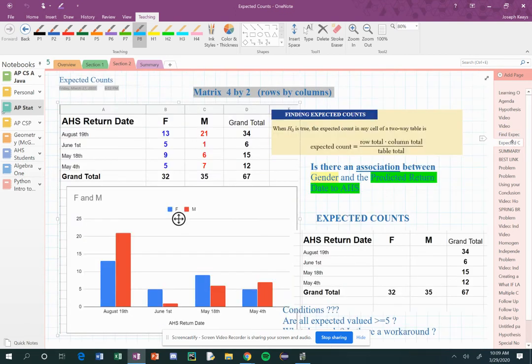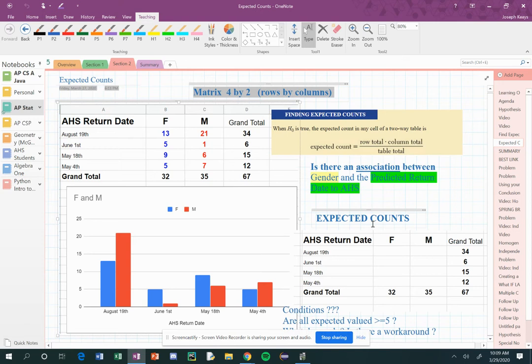Okay, so let's do another example in here. This week, in one of our social questions, I asked everyone what their predicted AHS return date was. I only asked people on Friday. I had 67 students respond. And notice I also asked your gender. So notice these are two categorical variables. This is gender, and this is the AHS return date prediction. And these are the values for the female, and these are the values for the male. Notice these are all observed counts. So we're going to find the expected counts using our calculator.